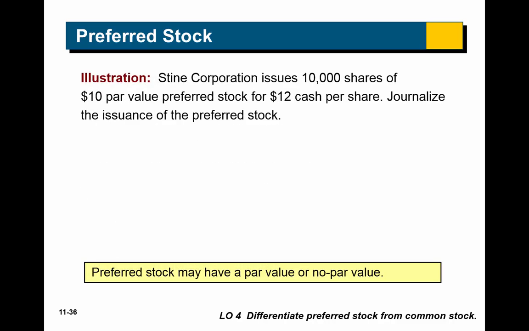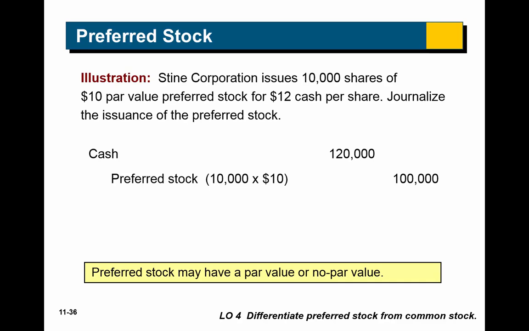Here's an example. Stein Corporation, they issue 10,000 shares of $10 par value preferred stock for $12 cash per share. So they're going to record their cash showing up by $120,000. That's 10,000 shares times $12 per share. The preferred stock is going to go up by the par value, which is $10 per share times 10,000 shares. And the difference will be the paid-in capital in excess of par on the preferred stock of $20,000.